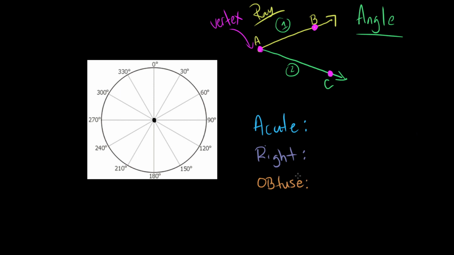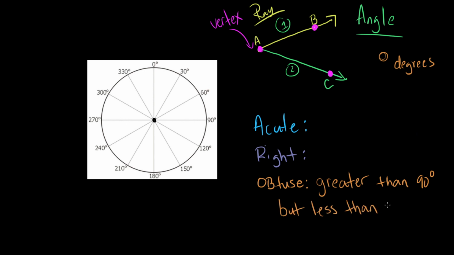And here's what these things are. So an obtuse angle is an angle that is greater than 90 degrees. So this little circle symbol means degrees. And degrees are what we measure angles in. And you can see the degree symbols right here. Okay, so an obtuse angle is greater than 90, but less than 180 degrees.